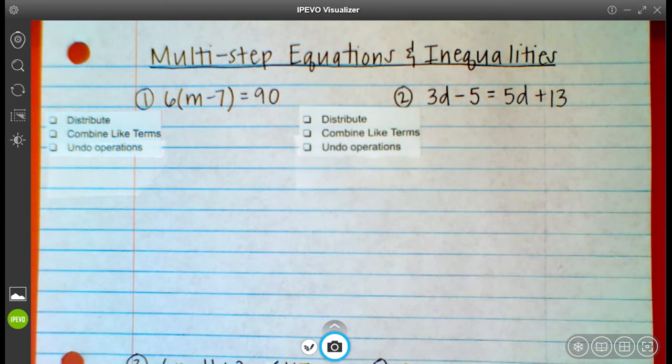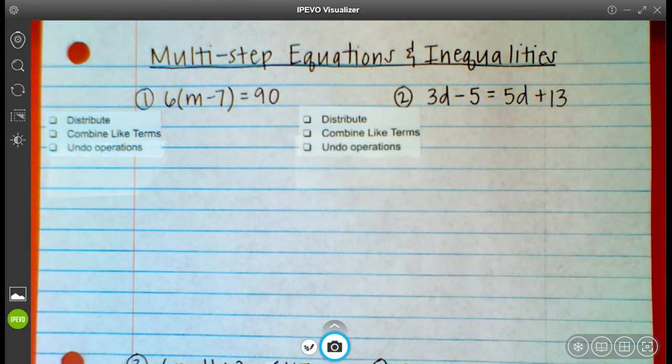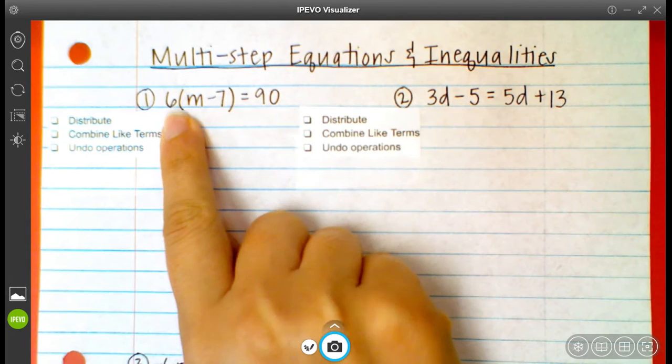Hey guys, so we have gone through solving one-step and two-step equations and inequalities. And today we are going to do solving with multi-step equations and multi-step inequalities. So we're going to get this kick-started by doing equations first. So we'll take a look at number 1.